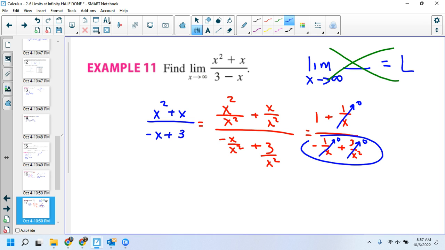So if you ever try that technique, and it turns out that everything is going to 0 in the denominator, here's something else that you could possibly do. What I'm going to do now is, instead of dividing by the highest power on x, I'm going to divide by the highest power in the denominator, okay? Because they're not equal. So x squared over x plus x over x, negative x over x, plus 3 over x.